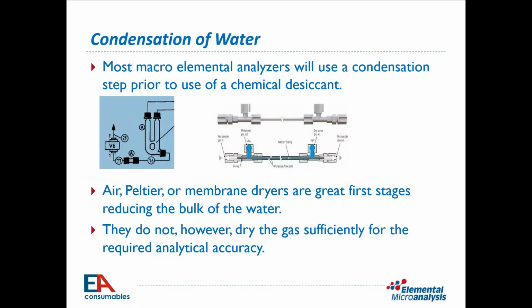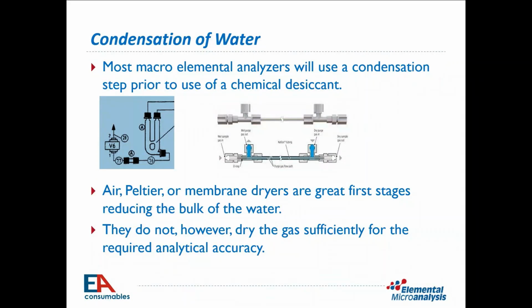So condensers cooled by either a Peltier system or just a fan with ambient air can be used as a first stage. So in this case, it's just an open U-tube with a fan blowing on it, which is often a first stage of drying. For second stage drying, a membrane dryer can be used, such as Nafion, a product name, which is very effective, and it is either used as a second stage or sometimes by itself.